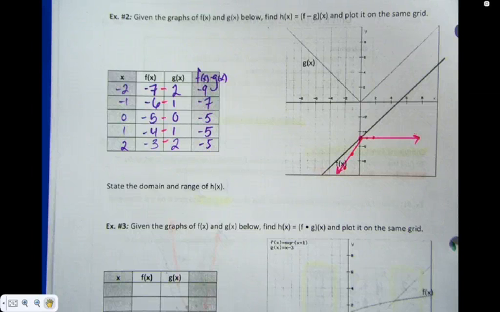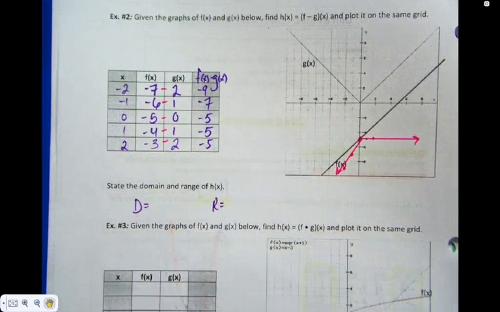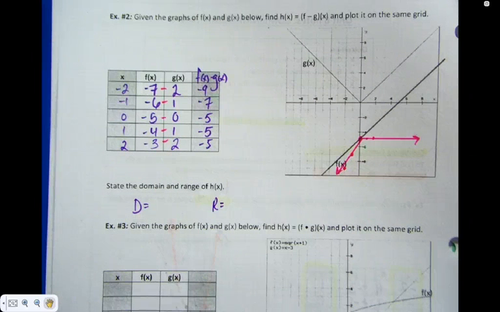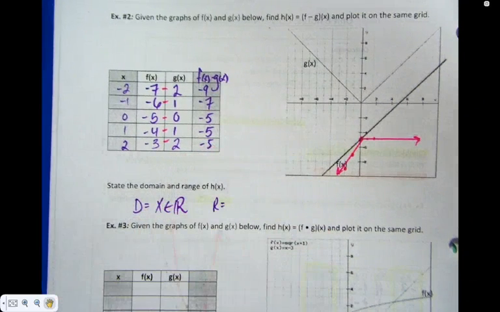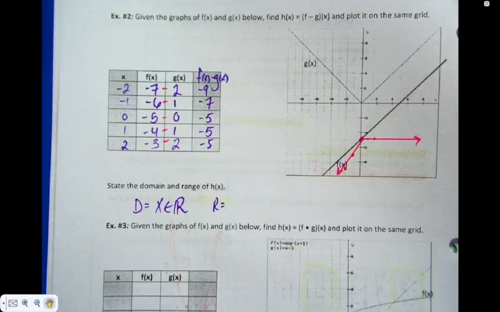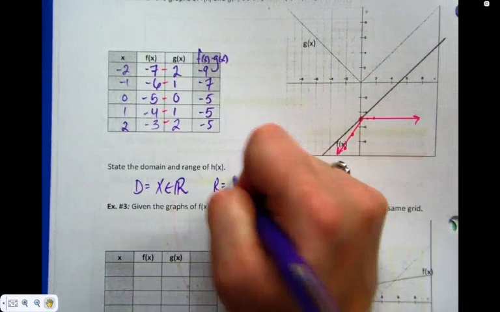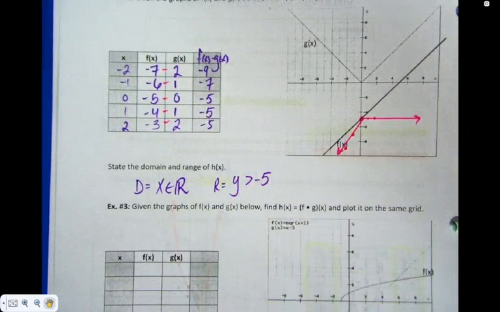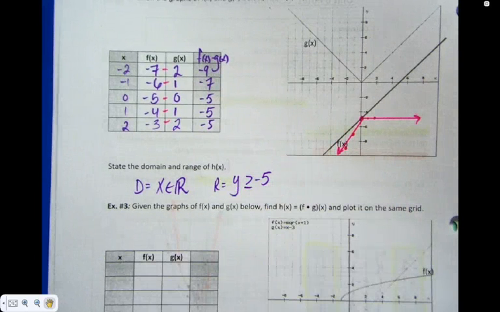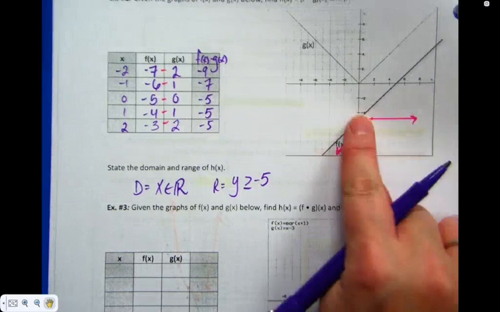State the domain and range of this last graph. The domain is x is an element of the real numbers. The range is y is less than or equal to -5, yes, because there actually are points at -5.